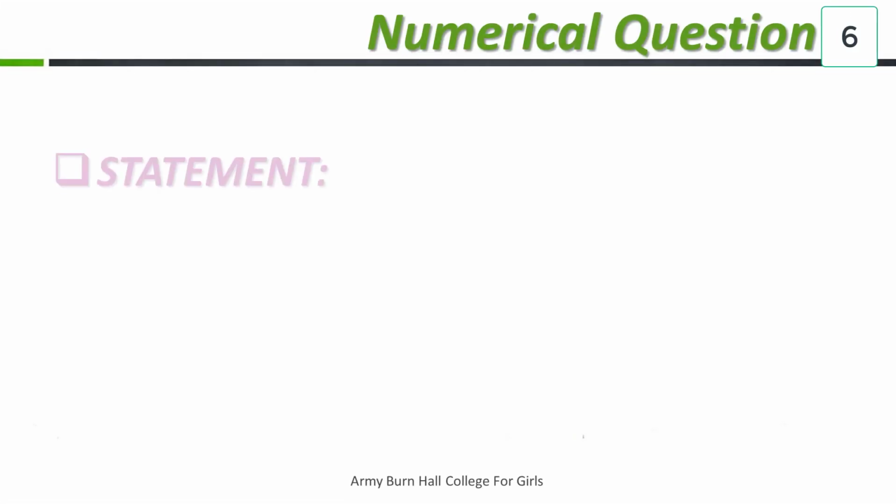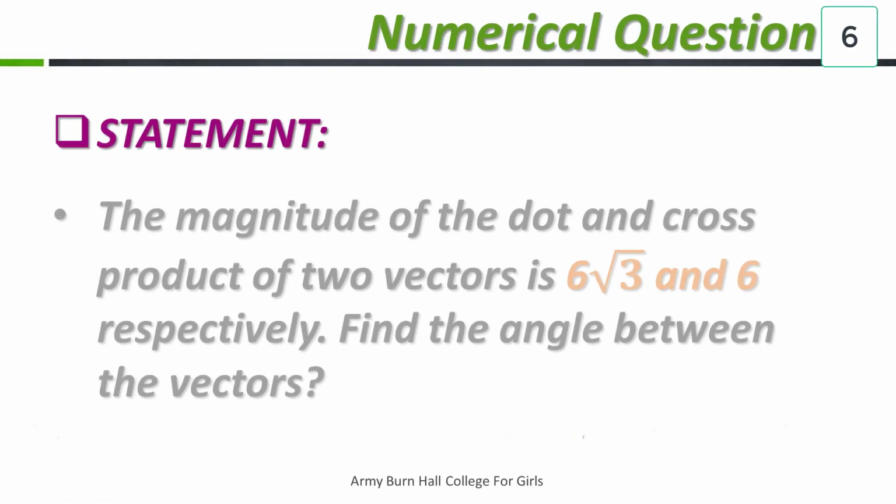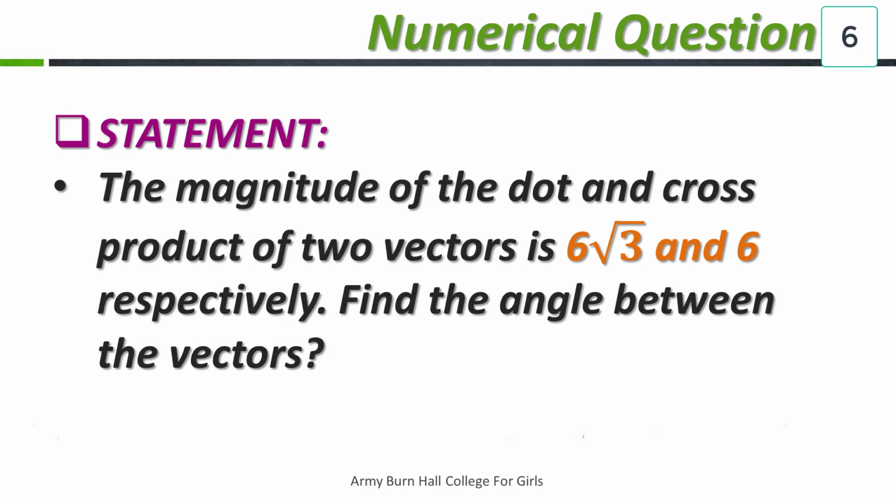So next, check out numerical problem, this is basically numerical question 6 in your exercise. The magnitude of the dot and cross product of two vectors is 6 under root 3 and 6 respectively. Find the angle between the vectors.